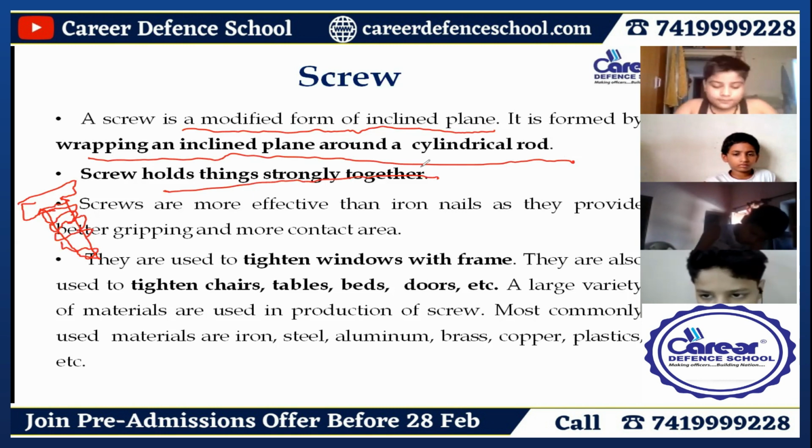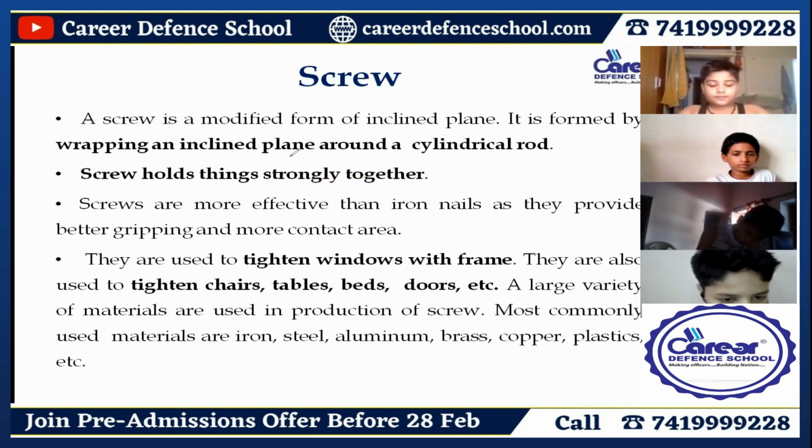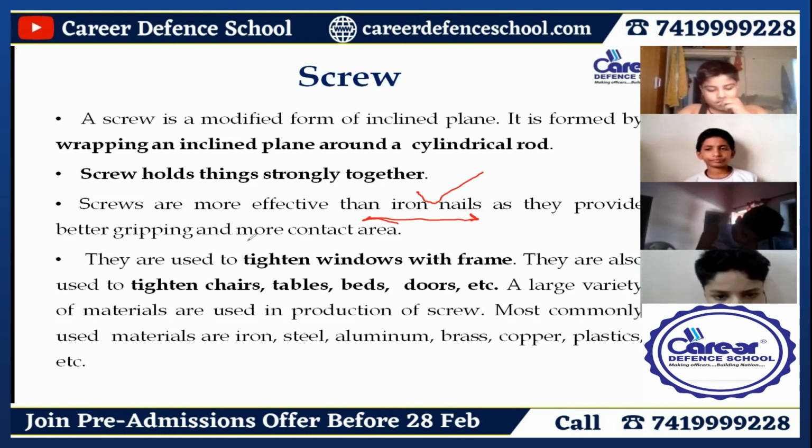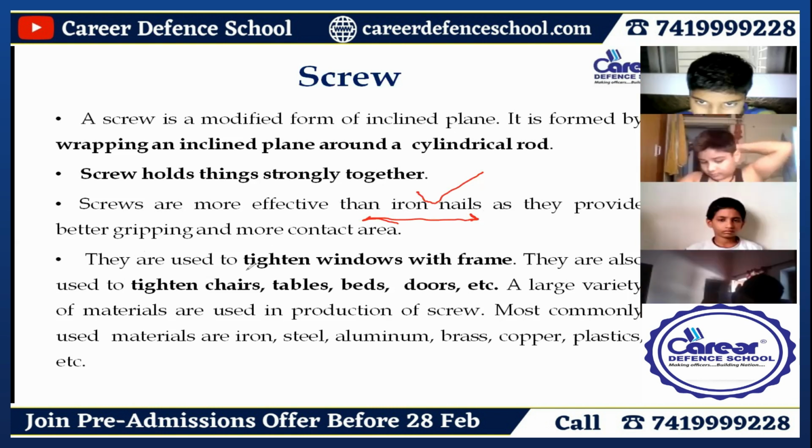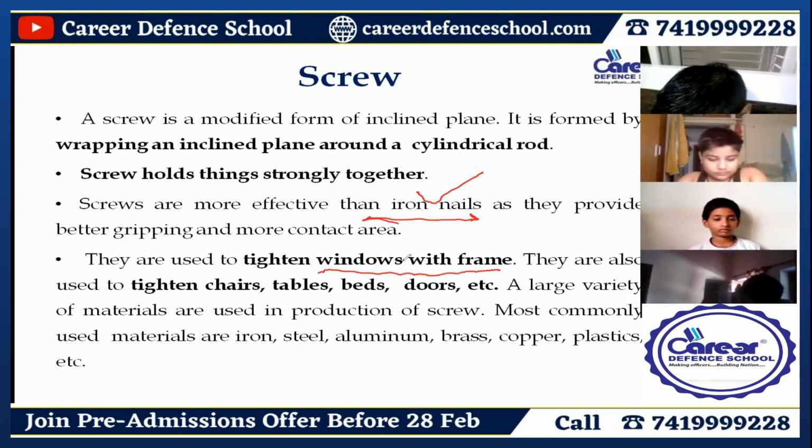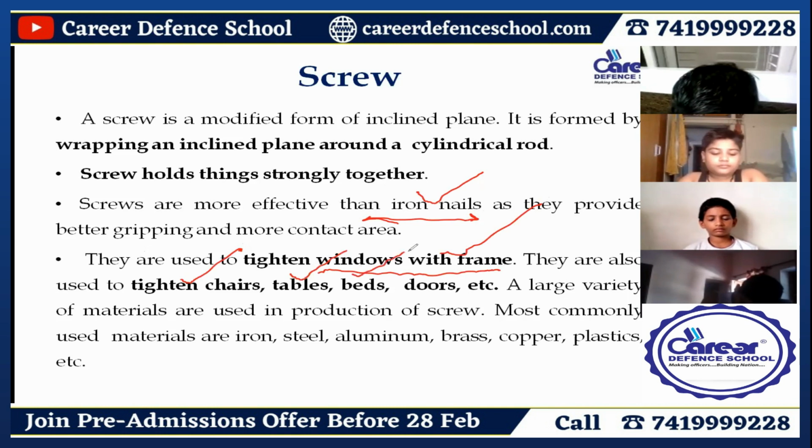Whenever you have to join two things together, you are using a screw. Screws are more effective than iron nails. If you use an iron nail instead of a screw, it is not as effective, because it does not have a circular inclined plane on it. Screws provide better gripping and more contact area. They are used to tighten windows with frames. If you want to join windows with a frame, you use a screw. If you want to tighten chairs, tables, beds, doors, you use a screw.